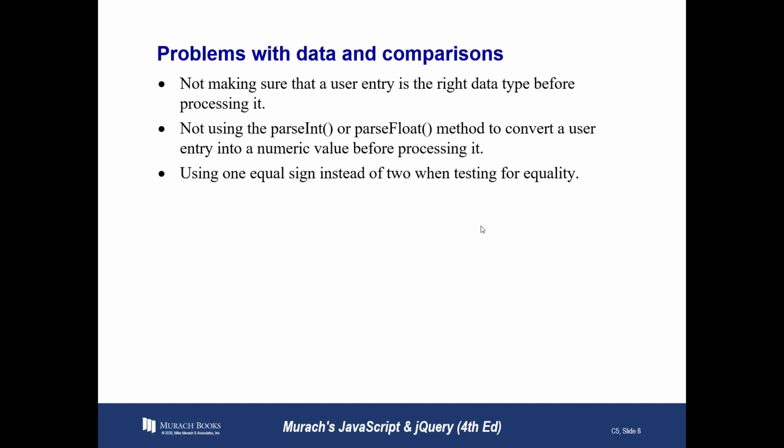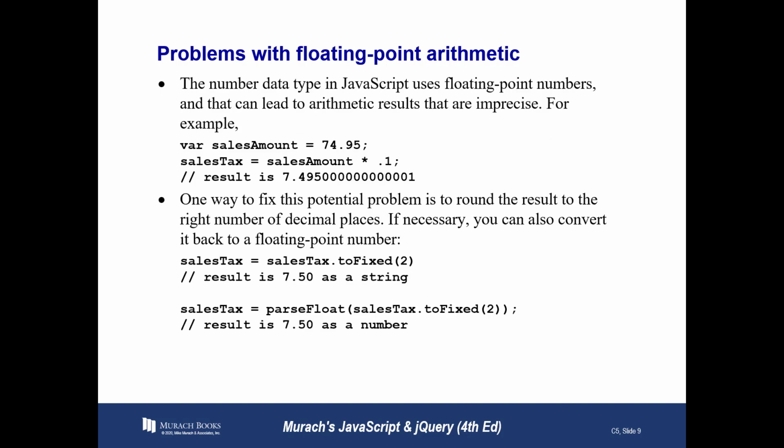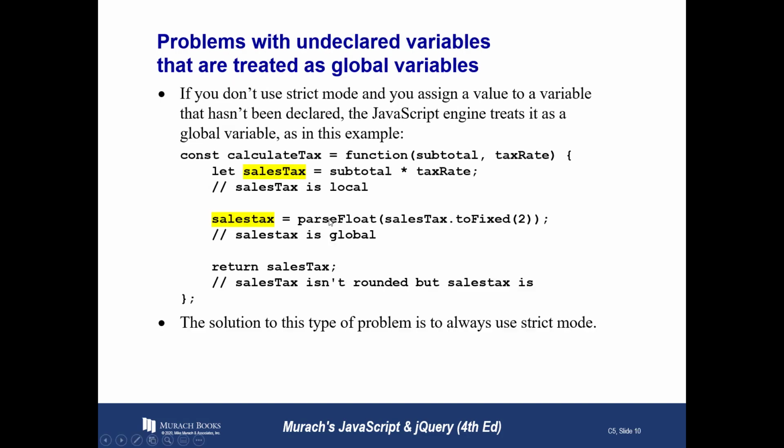Problems with data and comparisons: not making sure that the user entry is the right data type before processing it, not using parseInt or parseFloat, using 1 equals sign instead of 2 for equality, using 2 instead of 3 for equality and identity. Floating point, we've already talked about the problems with floating point arithmetic.